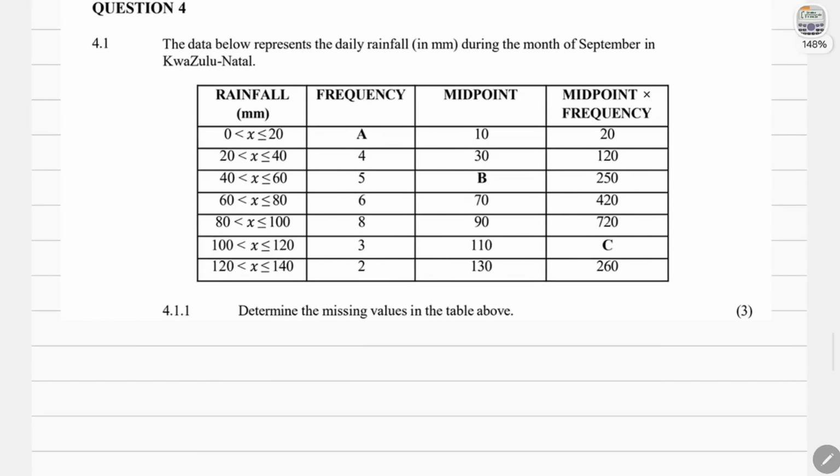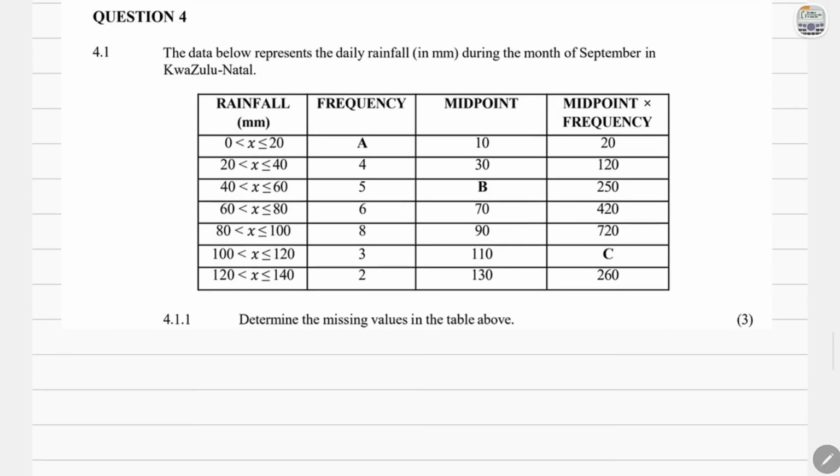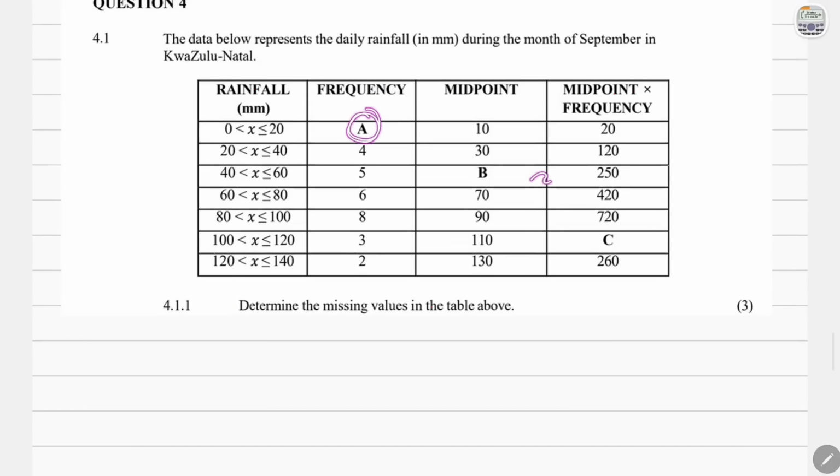So the first question, 4.1.1, says, determine the missing values in the table above. So we need to find out what A is, B, and C. Let's see what they're referring to. Okay, so A is a frequency value, but they give us the info about the midpoint and then the midpoint times the frequency. So they must have said midpoint times frequency to get 20, but we can see the midpoint is 10. So what multiplied by 10 gives you 20? That is 2. So we know that A is equal to 2.